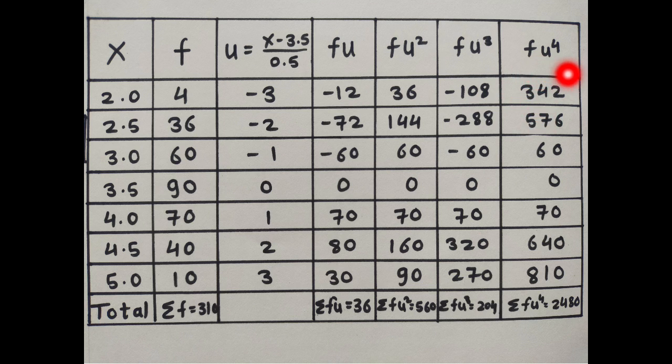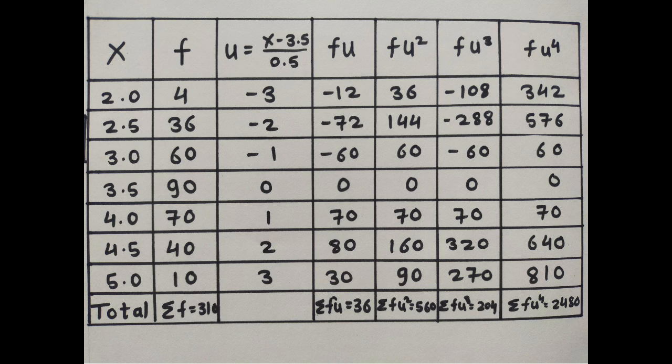For finding fu raised to 4 values, we take the fourth power of minus 3 and multiply with 4, that is the respective frequency, and write it here. Like this we can find fu raised to 4, and lastly we take the summation of fu raised to 4, which is equal to 2480.